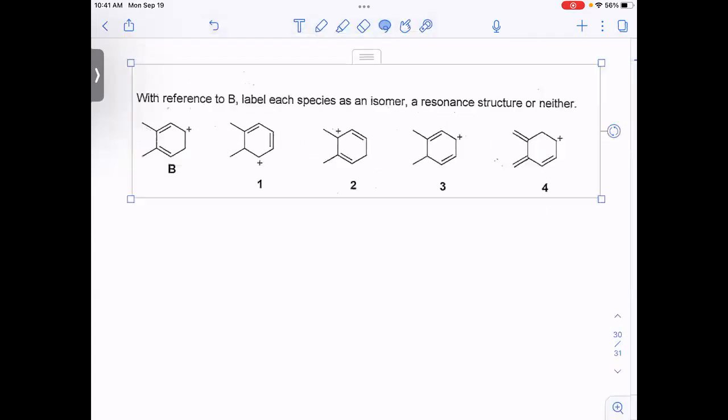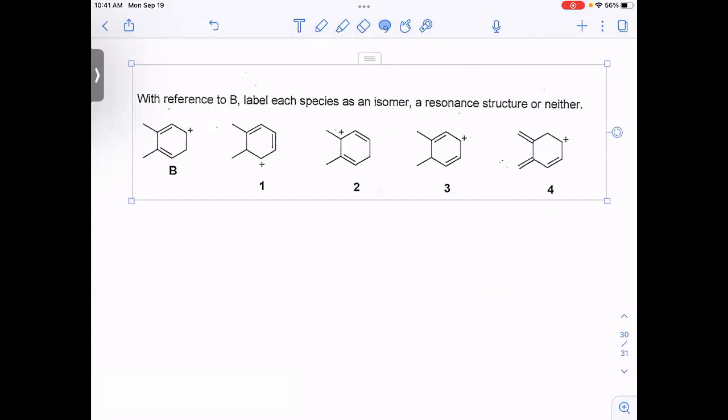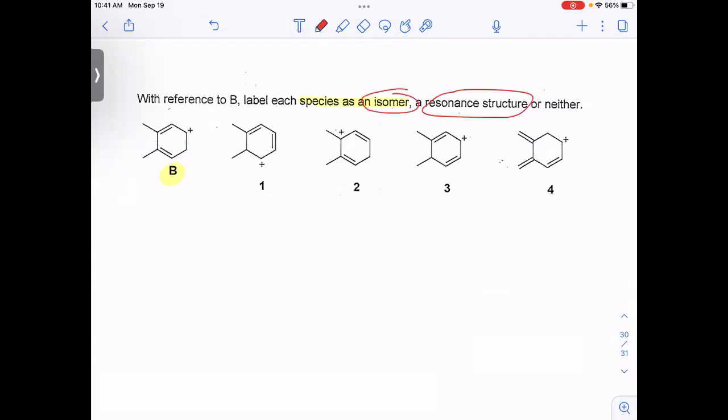So let's look at B. B is given to us as our starting structure. It says label each species as an isomer, which I'll explain in a second, or a resonant structure, or neither. So we can go ahead and rule out 4. It can't be either. It's not a resonant structure. It's not an isomer.